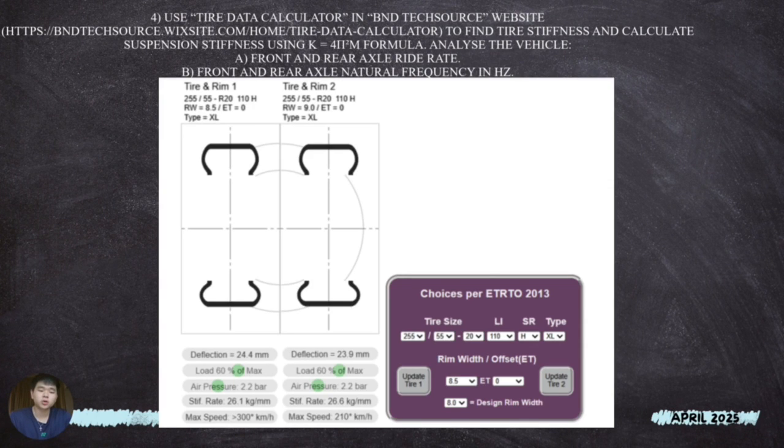Task 4 is to use the tire calculator to find out the stiffness rate of our tire, and A, the front and rear axle rate, and B, the front and rear axle natural frequency in Hz. So we have to sub in the correct information of the tire into the tire data calculator, and find out the stiffness rate of our tire is 26.1 kg/millimeter.